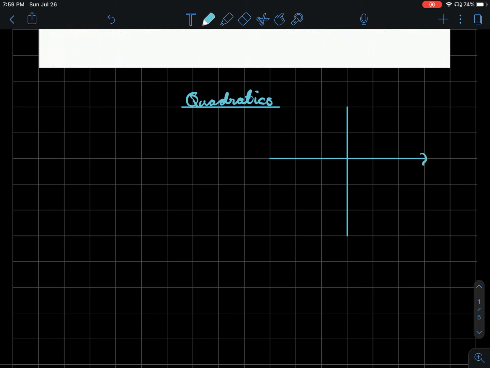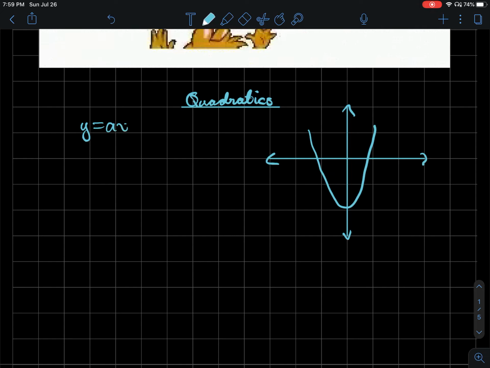If you were to graph it on a pair of axes, you'd get a U shape sort of like this when you graph a parabola. And that's basically the graph of it. And the equation, the general form, is y equals ax squared plus bx plus c.